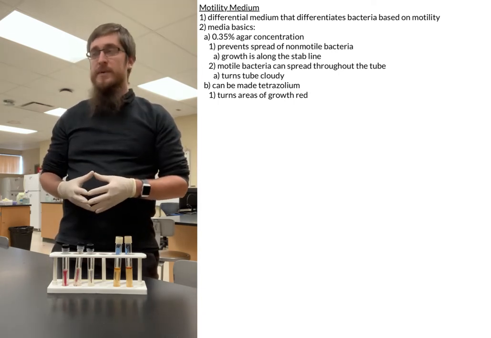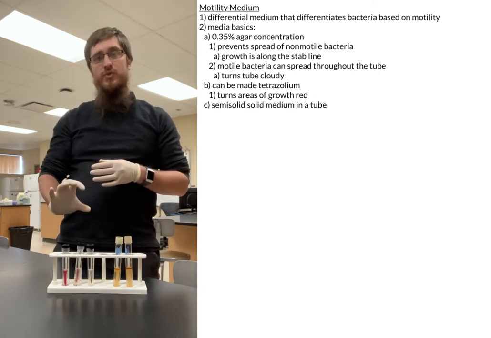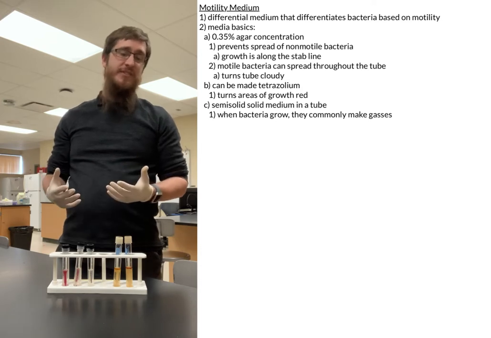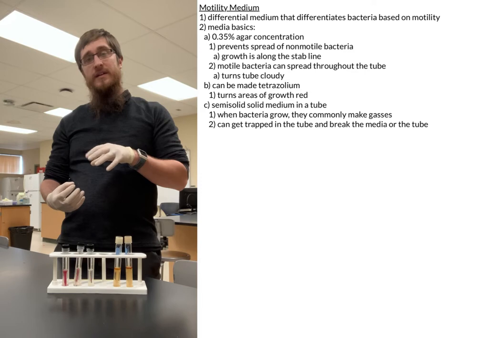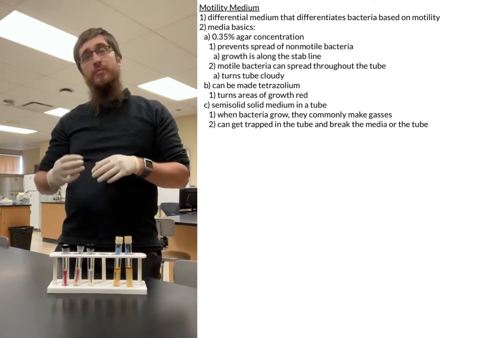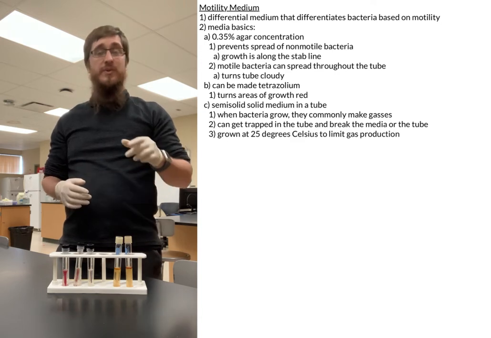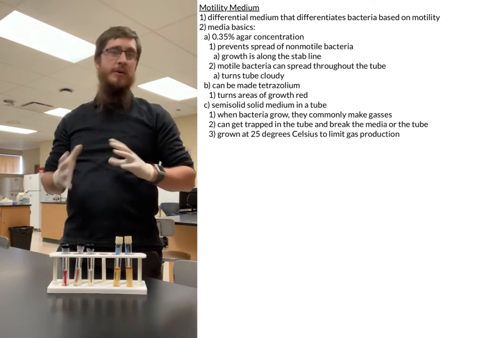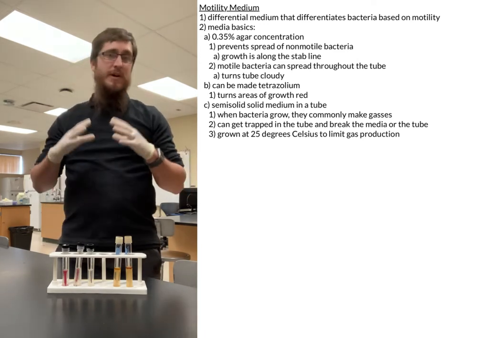Another thing to note on the media is that since it is a semi-solid media inside of a tube, whenever bacteria grow, they tend to produce a bunch of gases, and those gases can get trapped inside the tube and inside the media, either breaking the media or breaking the glass itself. So normally we tend to grow these at 25 degrees Celsius rather than 37 degrees Celsius to help limit some of that gas production. But with that out of the way, let's talk about results.